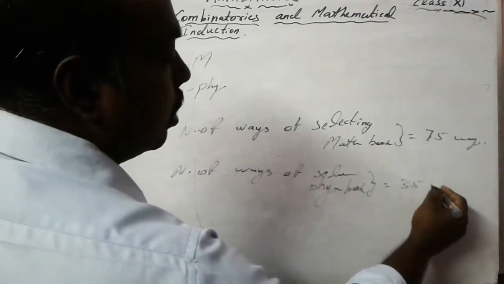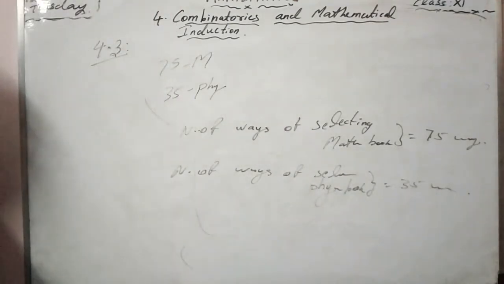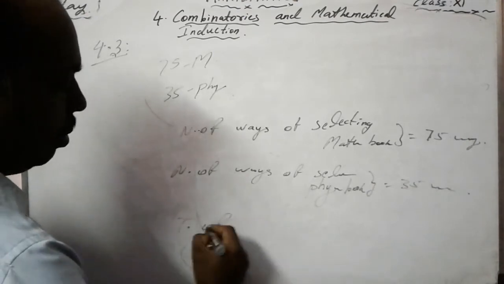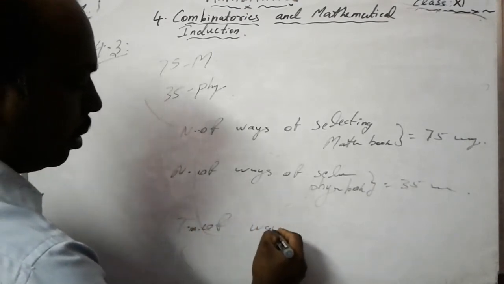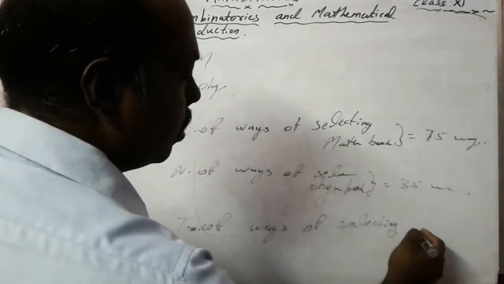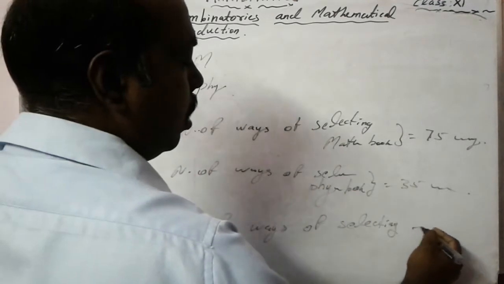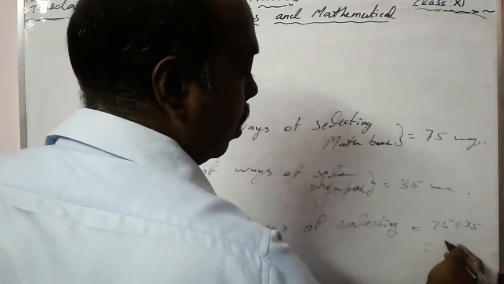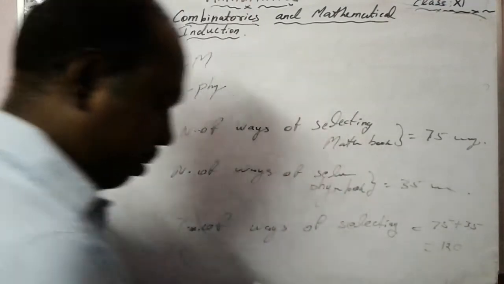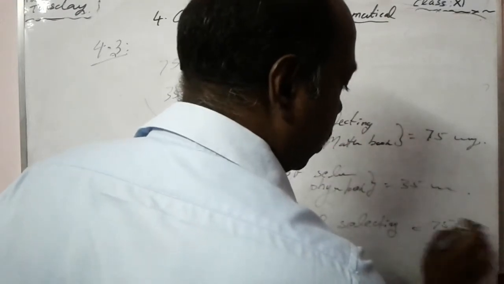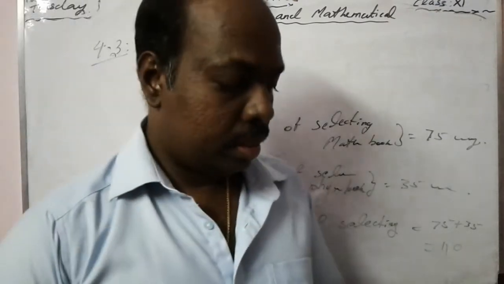The number of ways of selecting a physics book is equal to 35 ways. So you want to select a mathematics or physics book, means total number of ways of selecting is equal to 75 plus 35. That is equal to 110. That's 5 plus 5, 10, 110. 110 ways.